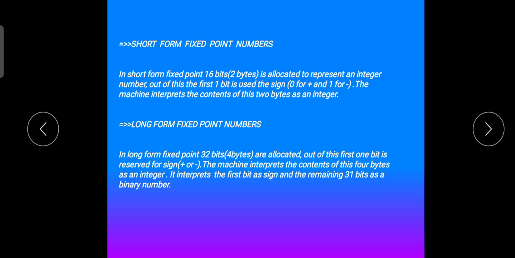The second is long form fixed point numbers. In the long form fixed point, 32 bits or 4 bytes are allocated. Out of this, the first 1 bit is reserved for sign, plus or negative, that is minus. The machine interprets the contents of these 4 bytes as an integer. It interprets the first bit as sign and the remaining 31 bits as a binary number.